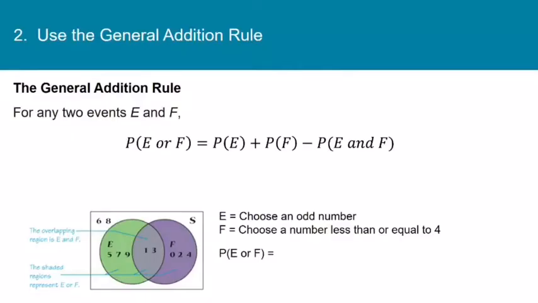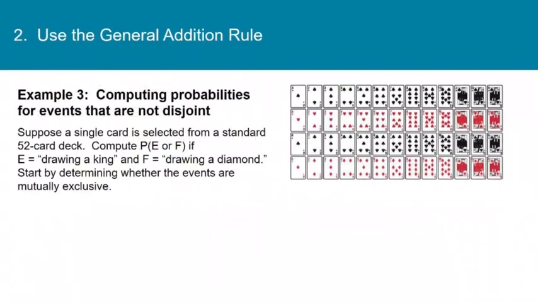So using the general addition rule on the problem we saw in the last slide, the probability of E or F would be the probability of E plus the probability of F minus the probability of E and F. So minus the 2 over 10, and again that would give us 0.8. Okay, now let's try out our new general addition rule in example 3.